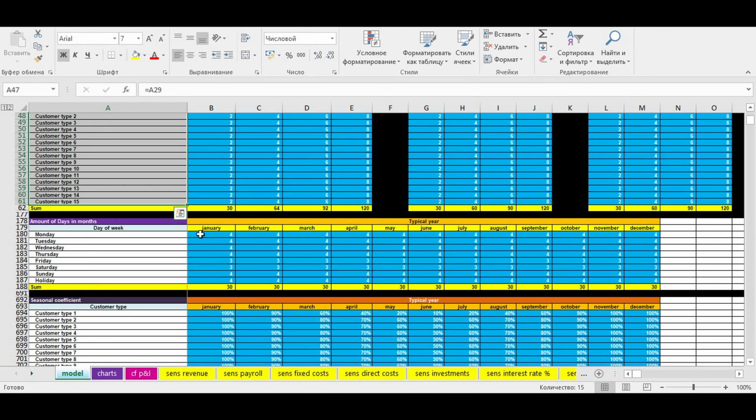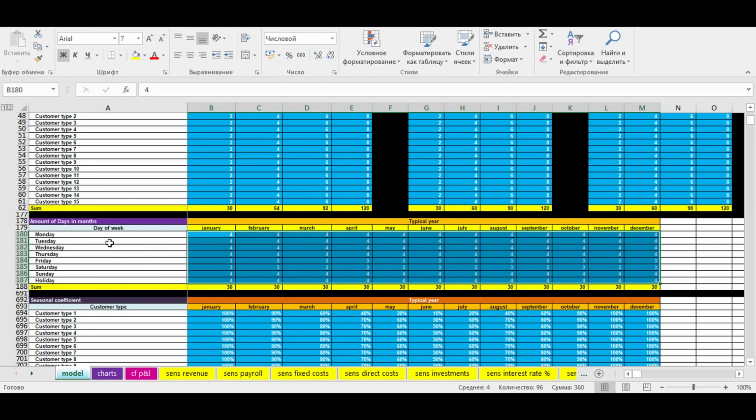Here, we specify the amount of Mondays, Tuesdays, and other weekdays and holidays for each month to get a total of 365 days in the typical year.